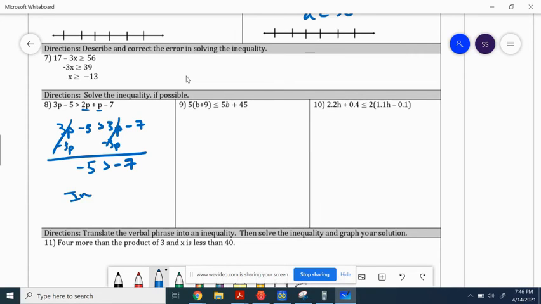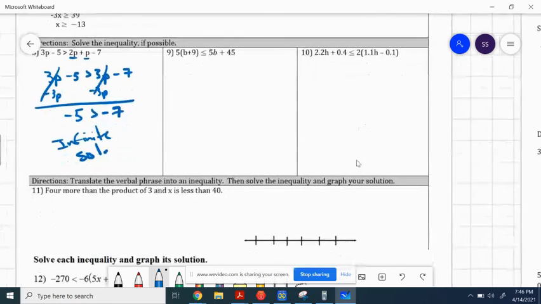I'm going to go with infinite solutions. Okay, if you got something that didn't make sense, if this was -5 is less than -7, well, then it would be no solution, right? Because -5 is bigger than -7. It's not smaller. So, all right, you guys can do 9 and 10.